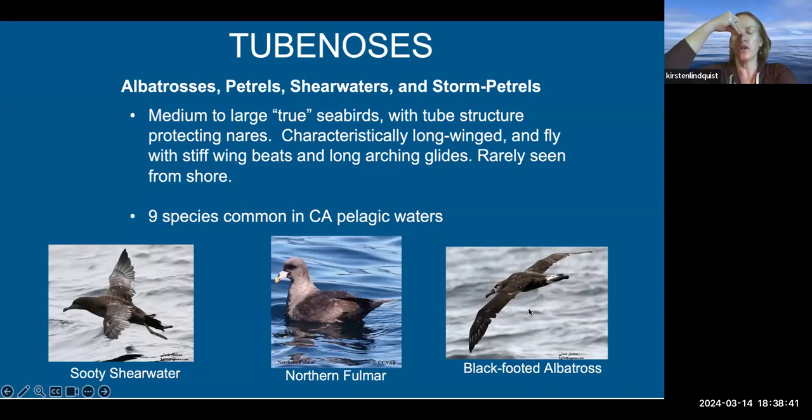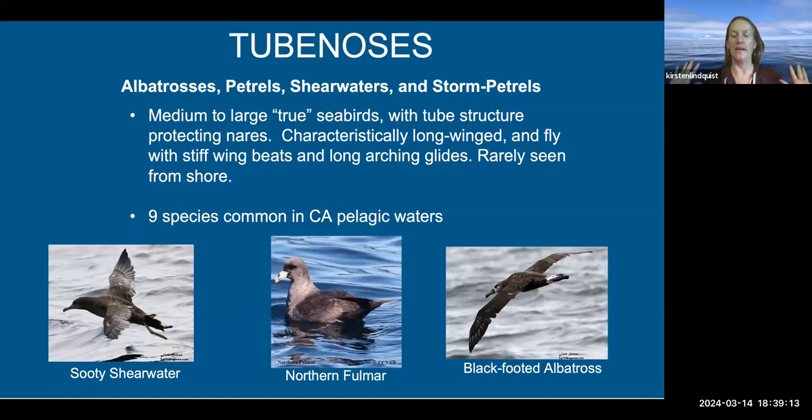They have a tube structure protecting their nostril openings or nares on their bill. We'll see some pictures of that. Well, you can kind of see one right here on the top of the bill. They are long-winged and they fly with stiff wing beats and long arcing glides. They are rarely seen from shore, and there are 9 species common in California pelagic water.